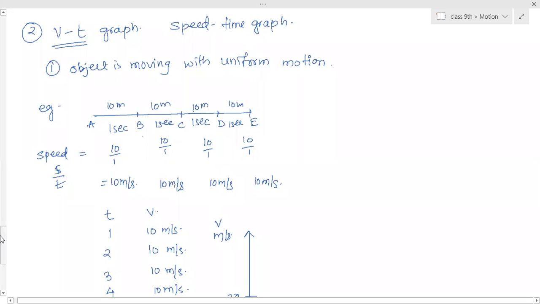And this is related to the speed-time graph. So we have plotted speed and time on the graph. So at different time intervals, what are the speeds?